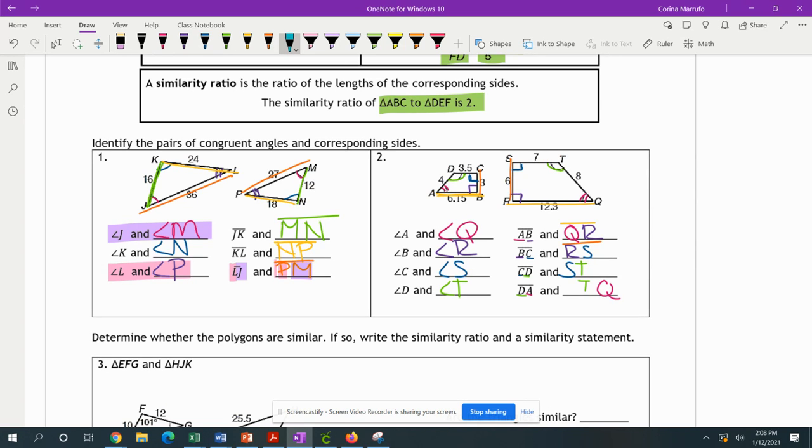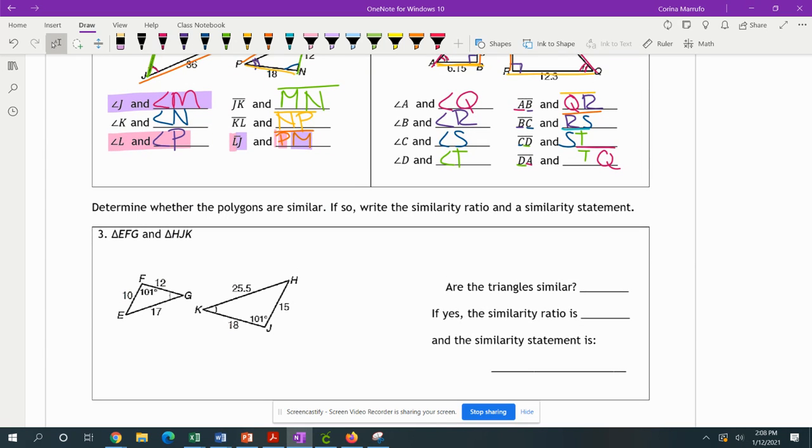And then the next one we have C to D, so this is C to D, which would go S to T, which is what we wrote here. And then last from D to A, so D to A would go from top to bottom, T to Q, top to bottom, and that's what I wrote here, T to Q. Okay, so either way, if you go by the letters or you go by the diagram, as long as you match them up by their congruent angles.